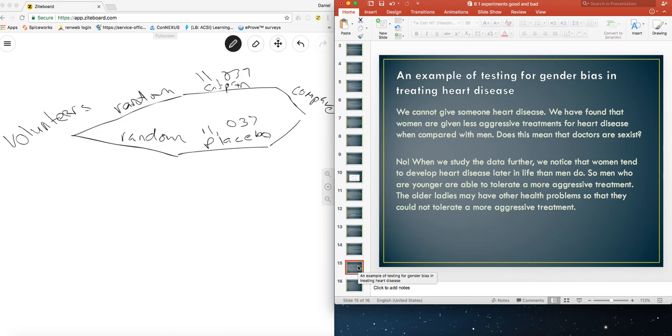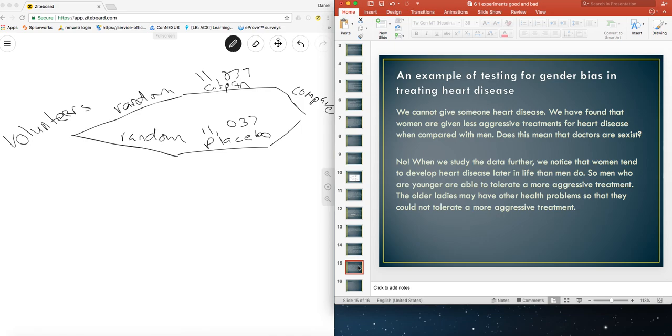An example of testing for gender bias in treating heart disease. We can't give somebody heart disease. We already talked about that. But we have found that women are given less aggressive treatments for heart disease when compared with men. And so when you first hear that study, you may think, wow, doctors are being unfair. Why would they give a more aggressive treatment to males than females? Because a more aggressive treatment is going to give you better chances of living. Well, it turns out that if you did more research into the problem, the doctors weren't being sexist at all.